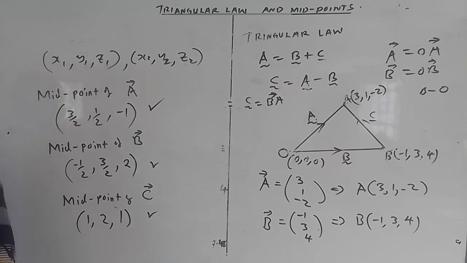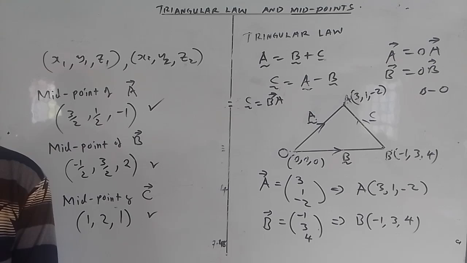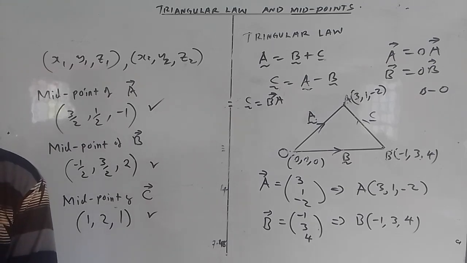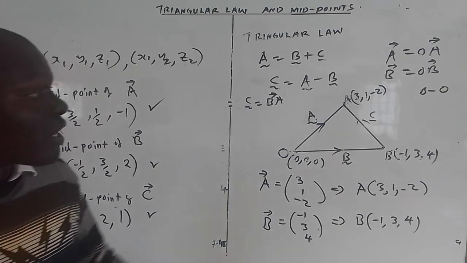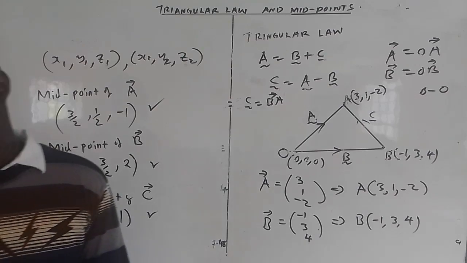It is very direct and very simple if you compare it with the other method, which I don't want to get into because I want you to deal with the things which are direct and straightforward, okay? Are we together? Very good. So that is how to prove that given vectors form sides of a triangle and how to determine their midpoints.